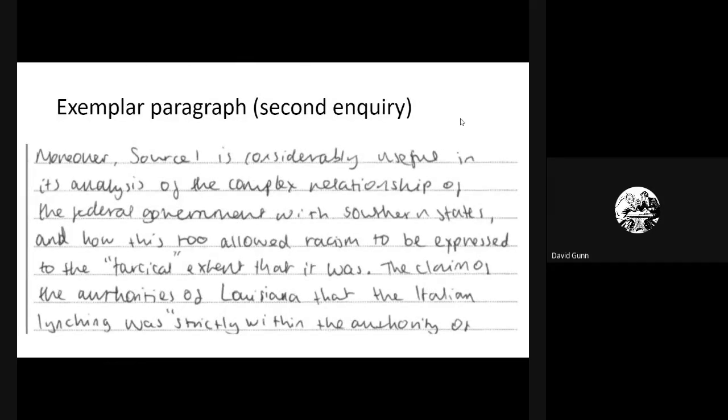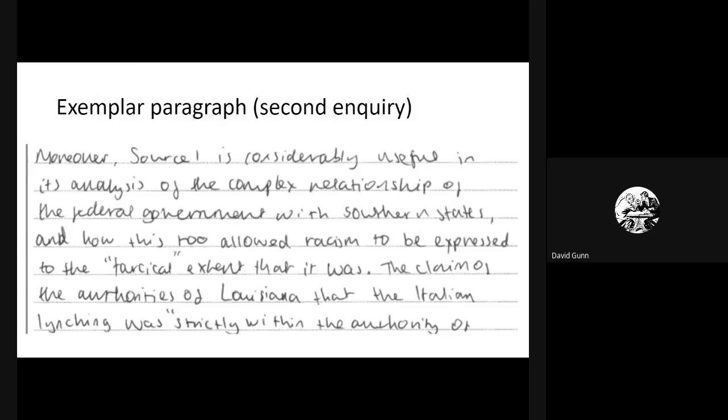So here is just a little bit of a second paragraph. This was provided by the exam board in the examiner's report after 2017, and it said that this was a top level answer. So this is what the exam board considers a top level answer, and this is the second paragraph. It's talking about making inferences based on the source using own knowledge.